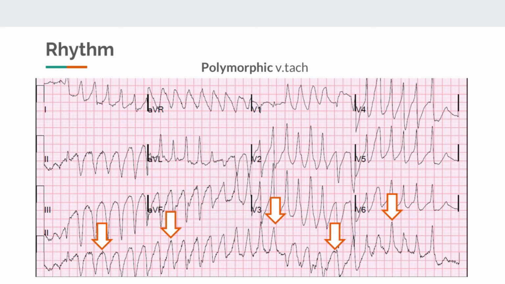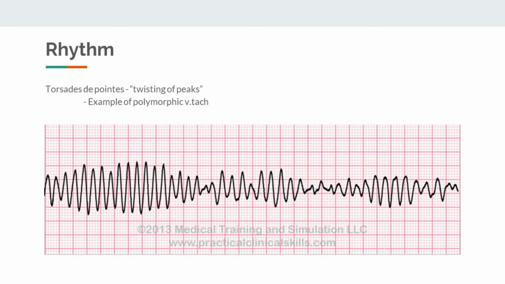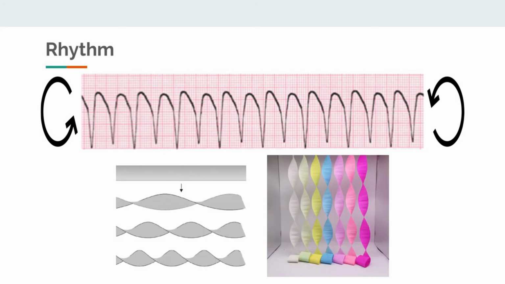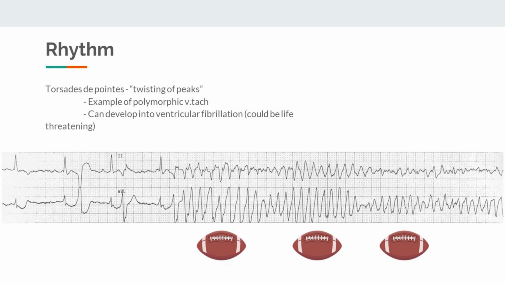Polymorphic VTach is less organized than monomorphic VTach and can more easily develop into a more dangerous rhythm called ventricular fibrillation, or VFib. Torsades de pointes, which is French for twisting of the peaks, is a specific form of polymorphic ventricular tachycardia, where on the EKG it looks like the QRS complexes get taller and shorter and taller and shorter. It's as if you had a long strip of monomorphic VTach and you twisted the ends of the paper in opposite directions, kind of like a ribbon or a streamer. What you end up with is this football-shaped EKG where the QRS complexes are continuously changing. Like other forms of polymorphic VTach, torsades can develop into ventricular fibrillation, which could be life-threatening.